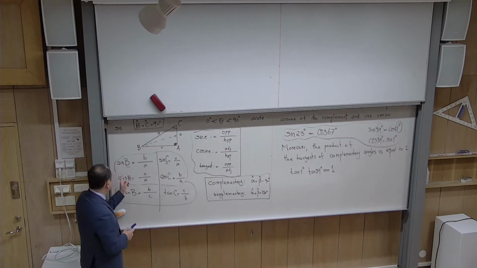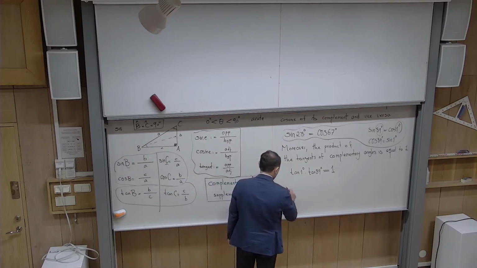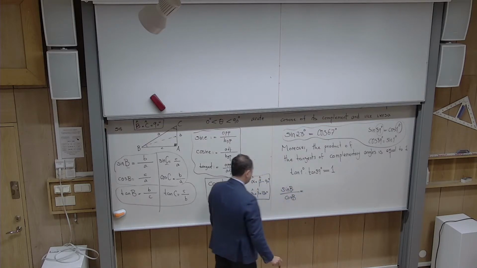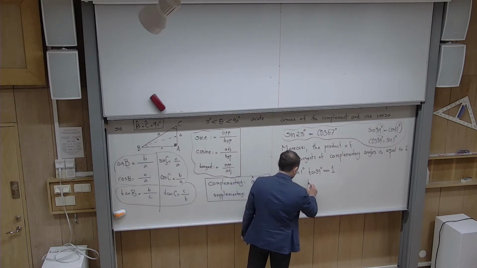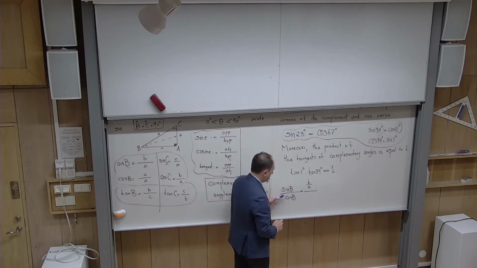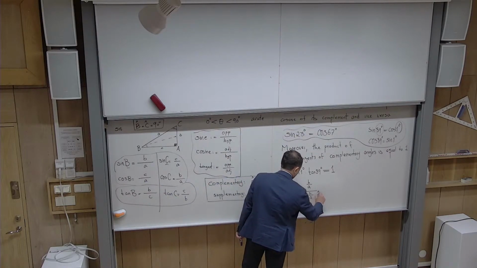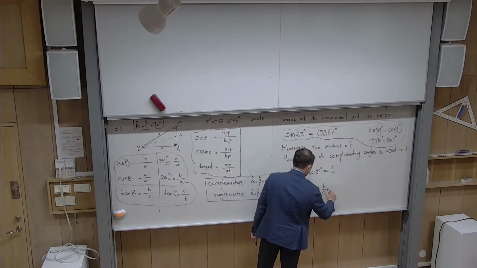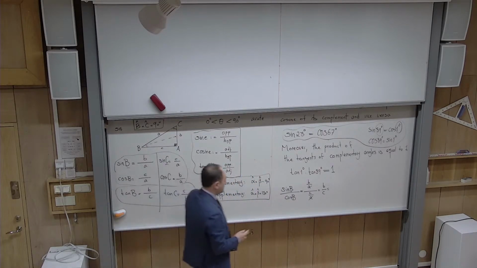For example, let me divide sine b by cosine b, okay? So then what I get: sine b is b over a, divided by cosine b, which is c over a. And then you know that this a and a cancel out, and I get b over c. But if I ask you what b over c is, you will see it's tangent of b. So that's tangent of b.